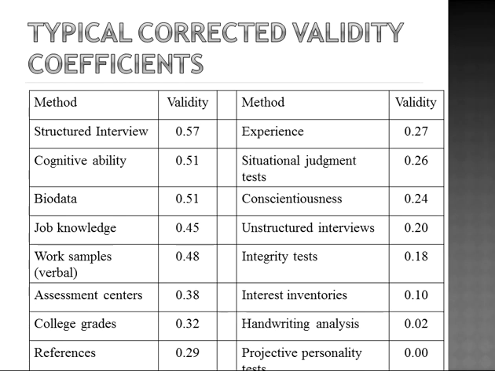Typical corrected validity coefficients. So we've gone through a lot of data so far today, and we want to look at the corrected validity of each one of the items that we've looked at here. The most powerful one that we see here is listed as the structured interview at 0.57, followed by cognitive ability, then biodata, then job knowledge, and then work samples, and so on. And we see here at the other end, interest inventories, handwriting analysis, projective personality tests, very, very, very low validity.